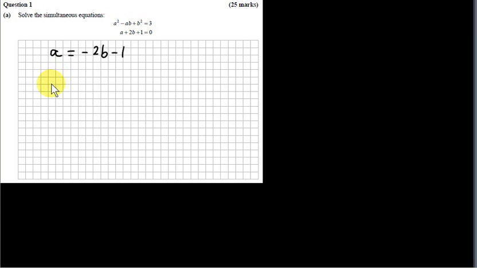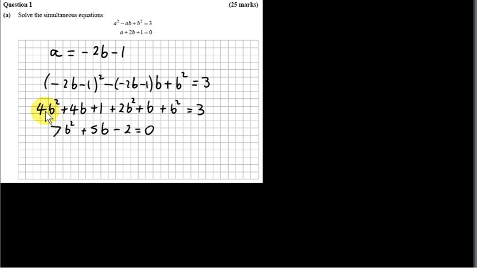So if we do that, we get minus 2b minus 1 squared, because we've a squared here, minus a, which is minus 2b minus 1, times b, then we have plus b squared equals 3. So we just replaced a with minus 2b minus 1 in brackets.